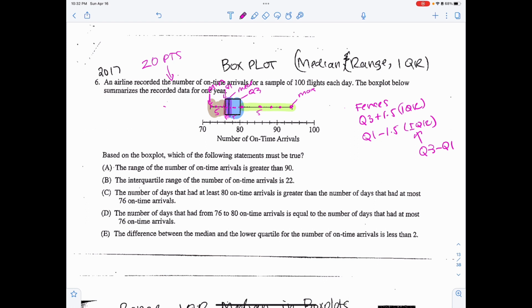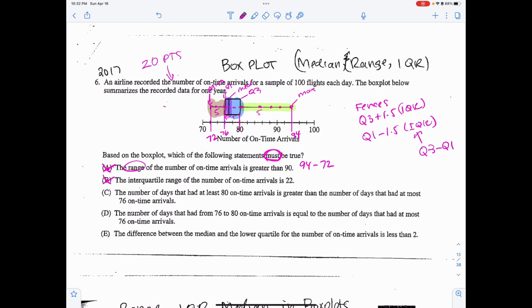All right, so it says which of the following must be true. This is the key: must. The range of the number is greater than 90. Well, I go here, and that's about 90, it looks like, but it's at 94. And here is 72. Well, clearly 94 minus 72 is not greater than 90. It says range, so that's not true. The IQR of the number of arrivals is 22. IQR is Q3 minus Q1, so it's 80 minus 76, it looks like. So that's going to be 4, so that's clearly not right.